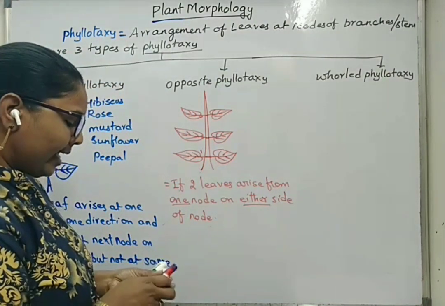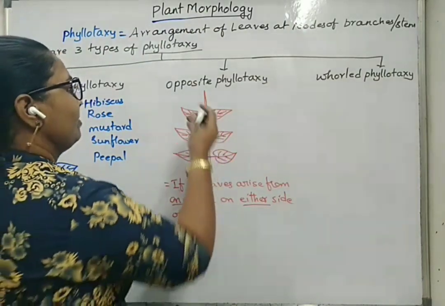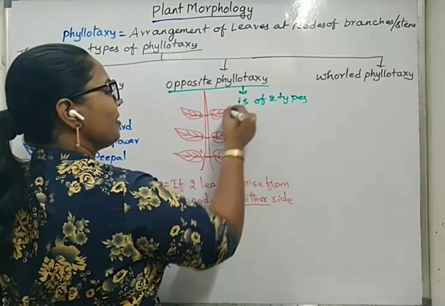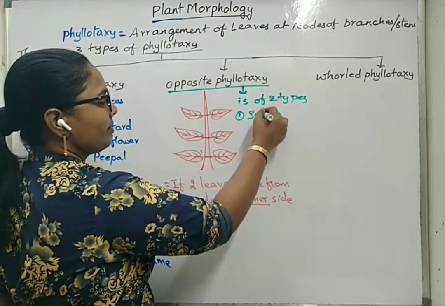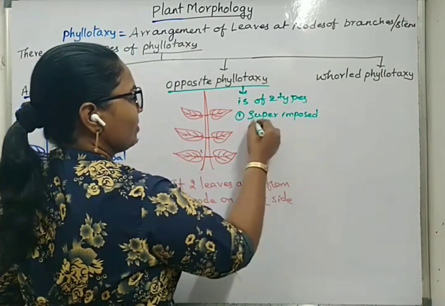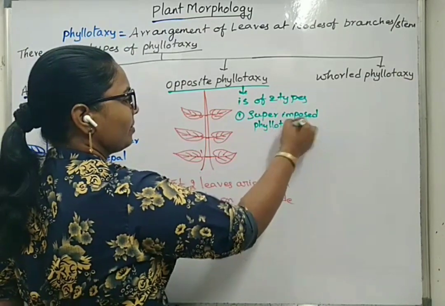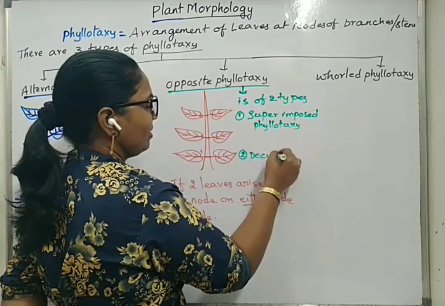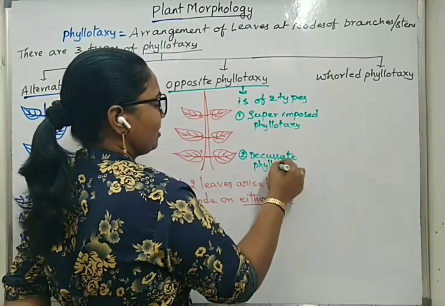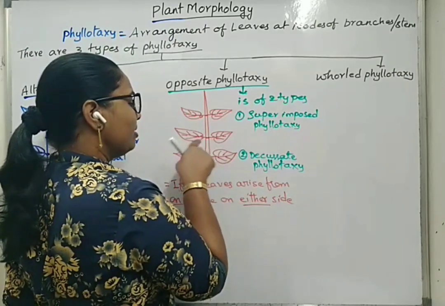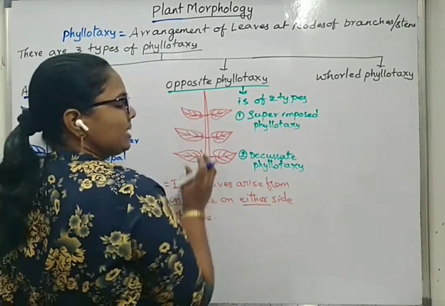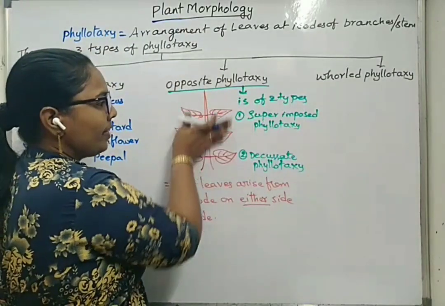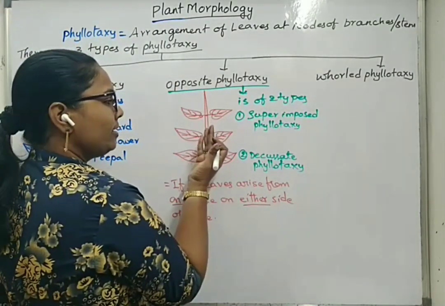This opposite phyllotaxy is again of two types. What are those? First one, superimposed phyllotaxy, and the decussate type of phyllotaxy. In superimposed, if two leaves are arranged on the opposite side, the arrangement of leaf is the same, left and right at the same angle. Both of them represent 180 degrees, and all the leaves on one branch or stem are not twisted in any direction.